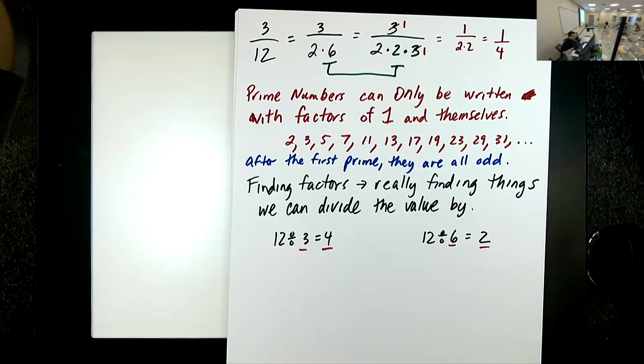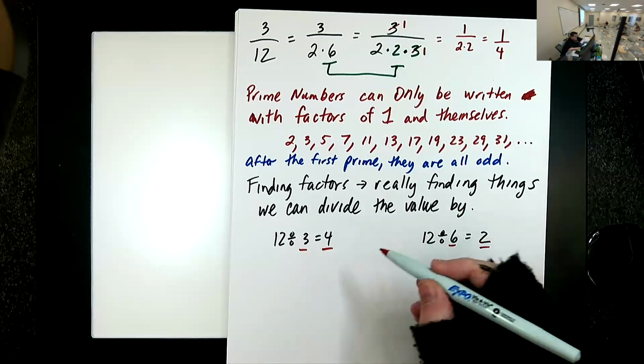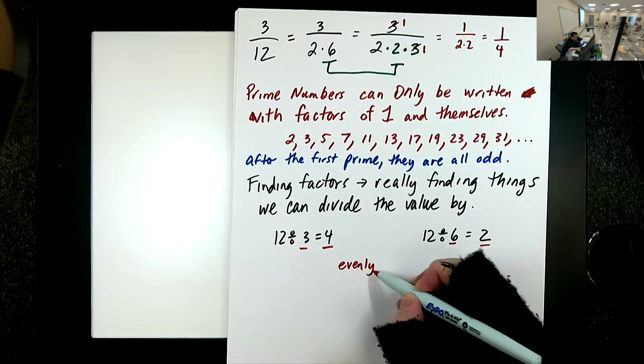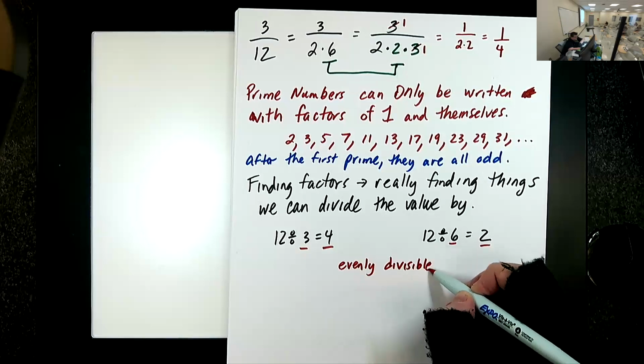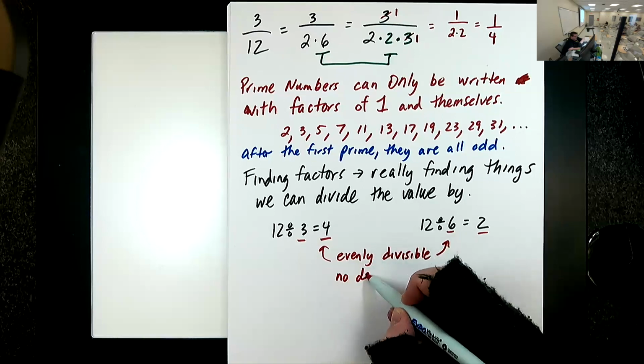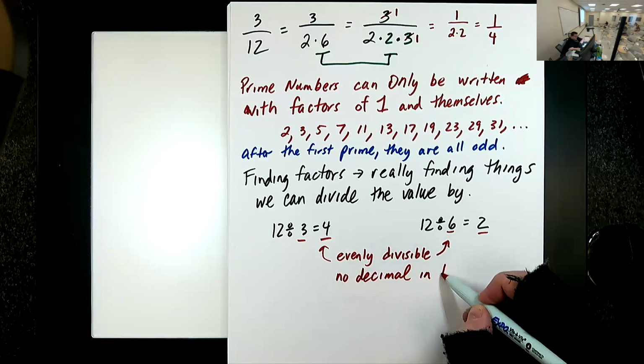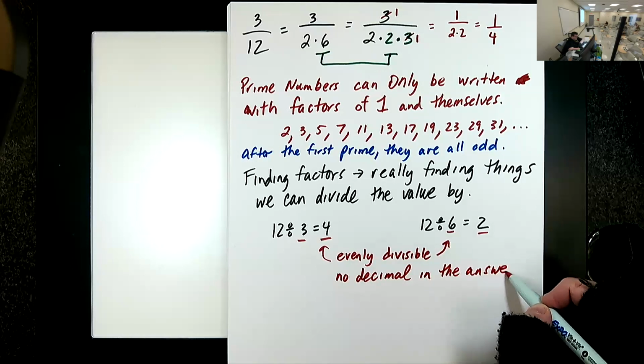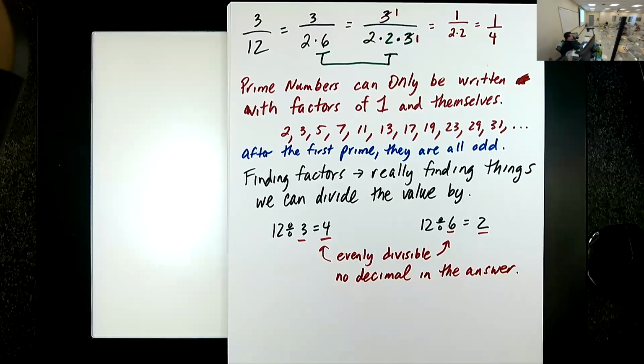And we end up with something that is called evenly divisible, which means there was no decimal in the answer. If I did 13 divided by 3, I'm going to have a decimal in the answer, which means it's not evenly divisible. Divisible means you can divide it. Indivisible means you can't.